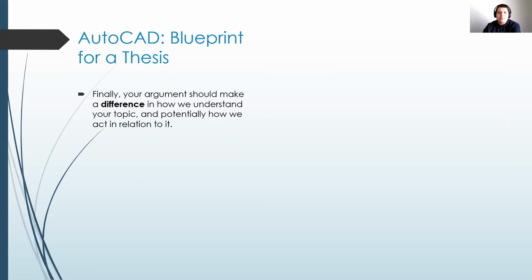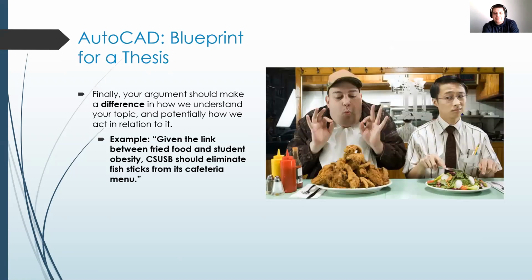And so the third step here is the D. The argument should make a difference in how we understand the topic and how we act in relation to it. What I said earlier, the mark of persuasion is that there's action attached to the end of it. So here's how we could do it here. Given the link between fried food and student obesity, CSUSB should eliminate fish sticks from its cafeteria menu.